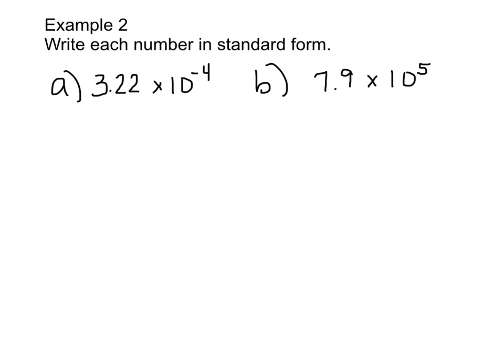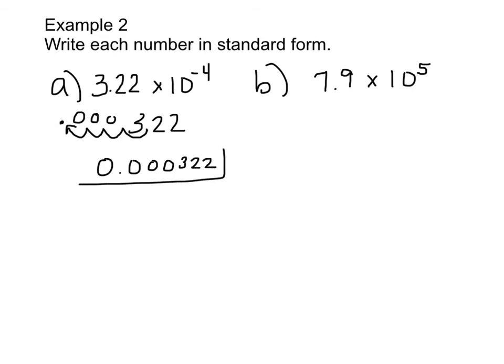Example 2, write each number in standard form. So if you already know what you're doing, pause the video and do it yourself. Otherwise, in part A, 3.22 times 10 to the negative 4, since we have a negative exponent, we're going to take our decimal and move it 4 spaces to the left. My decimal then is here. I add 3 zeros. So my answer would be 0.000322.